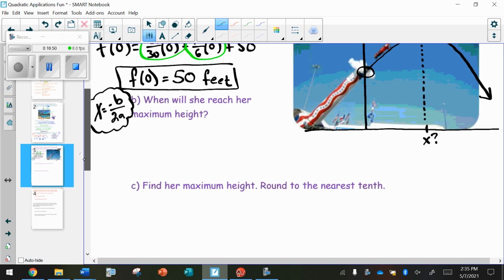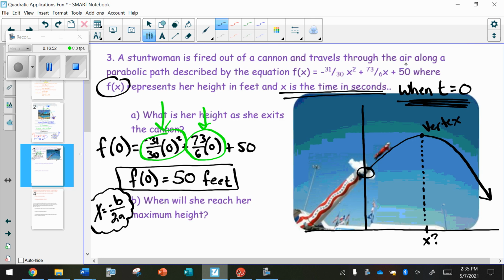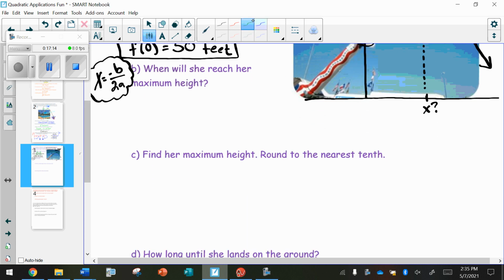So let's plug our numbers from our equation into our axis of symmetry formula. So our A value, as ugly as it may seem, is the negative 31/30. And the B value, as ugly as it may seem, is our 73/6. That means 50 is the C. Okay, so let's do some magic here. X equals negative b divided by 2a.